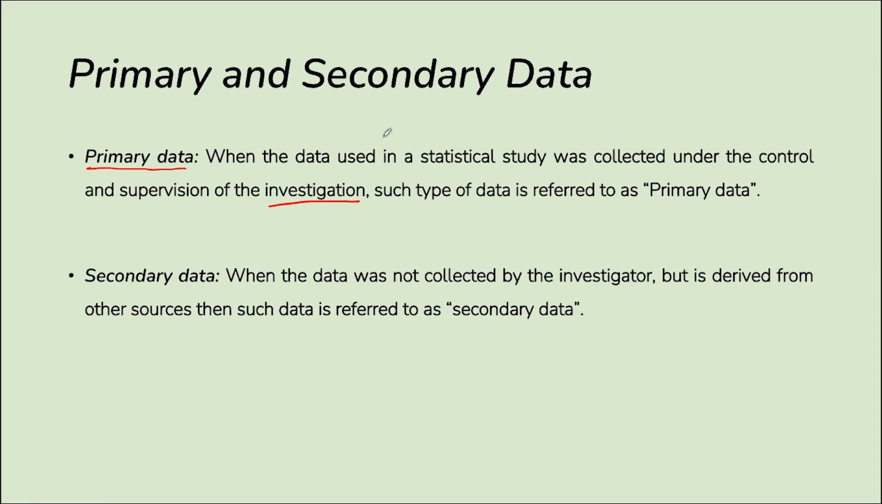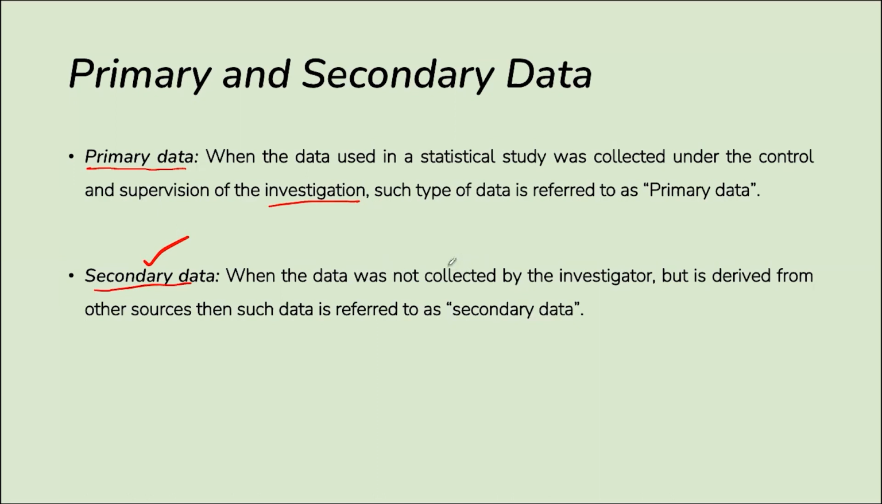Okay, so this is known as primary data. This is under the control and supervision of the investigator. But what happens when the data is not collected directly? It is collected from some other sources, for example, from some websites, other internet sources which provide data, or some organization gives the data. So that is known as secondary data.